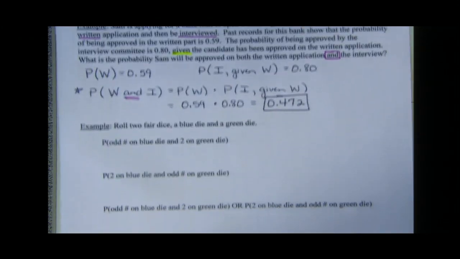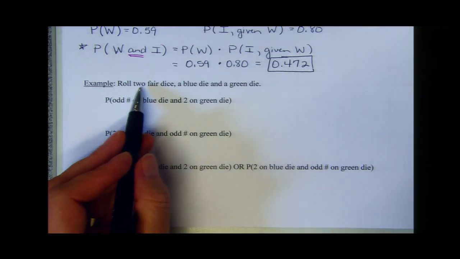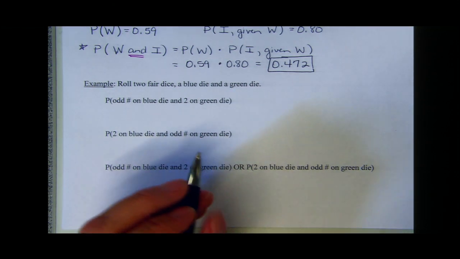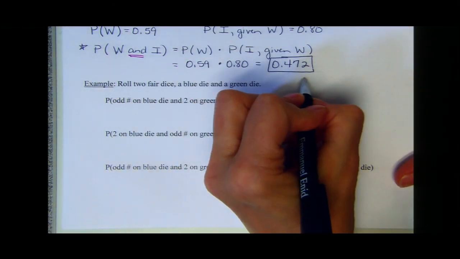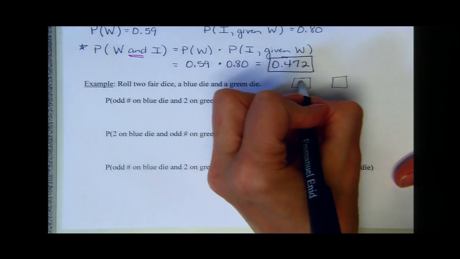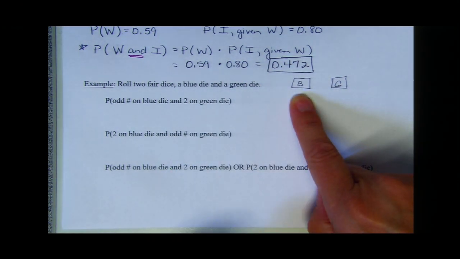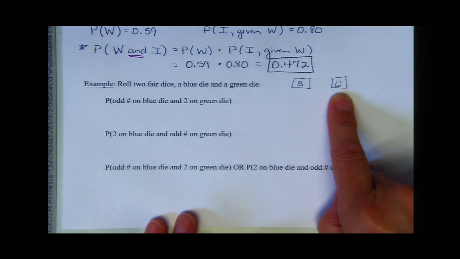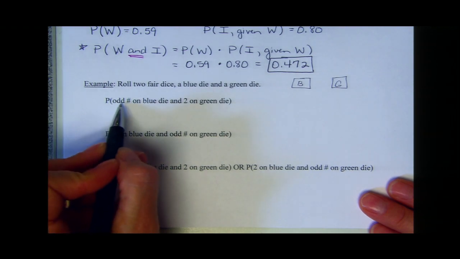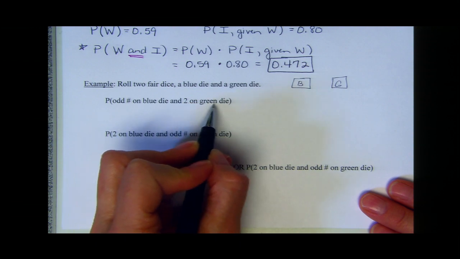All right, next example. We are going to roll 2 fair dice, a blue die and a green die. Okay, so we have 2 dice. I'm not going to draw them, I just want you to understand we have 2 different dice. One of them is blue and one of them is green. So we know this die has 6 sides, 1, 2, 3, 4, 5, 6, and this die has 6 sides, 1, 2, 3, 4, 5, 6. All right, so it says what is the probability of getting an odd number on the blue die and a 2 on the green die?